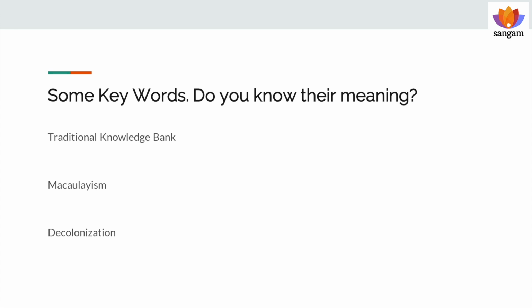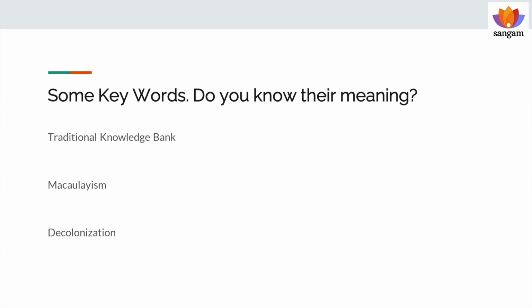No. So a traditional knowledge bank is basically the accumulated knowledge that you have from your tradition and culture, in your language, over time. And every culture, every society has this traditional knowledge bank. The society which has existed for a longer period of time will have a lot more knowledge in its account compared to a society which has been discontinued or taken away, or which has had a lesser amount of time or life.